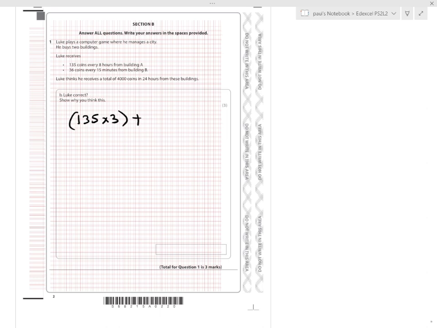And then we're going to have every 15 minutes. So we're going to have 36 coins times 4, that will give an hour, times 24, that will give a day. So add all that lot up together. So 3 times 135 is 405, and that all together is 3456, and the answer is 3861. He thinks he's going to get 4,000, so no, he won't. Okay.